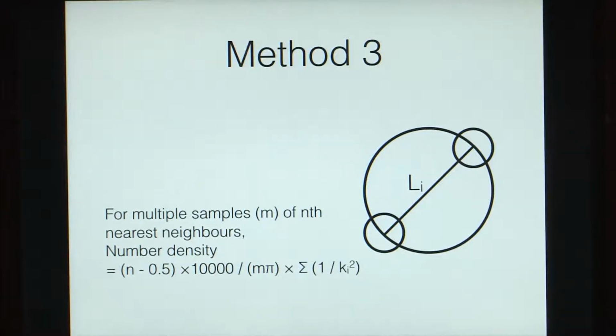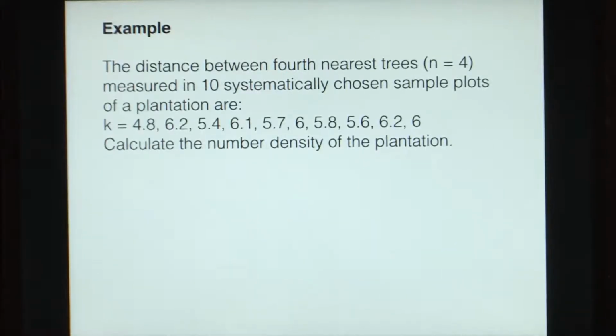To consolidate this fact, let us look at an example problem. Here we have the distance between the fourth nearest trees. So, here n is equal to 4, the distance between the fourth nearest trees measured in 10 systematically chosen sample plots of a plantation or so on. Here we have m equal to 10, that is 10 samples, and we are calculating the distance between the fourth nearest trees. So, n is equal to 4 and we are given the values of k. Here also we need to calculate the number density of the plantation. So, how do we do that?